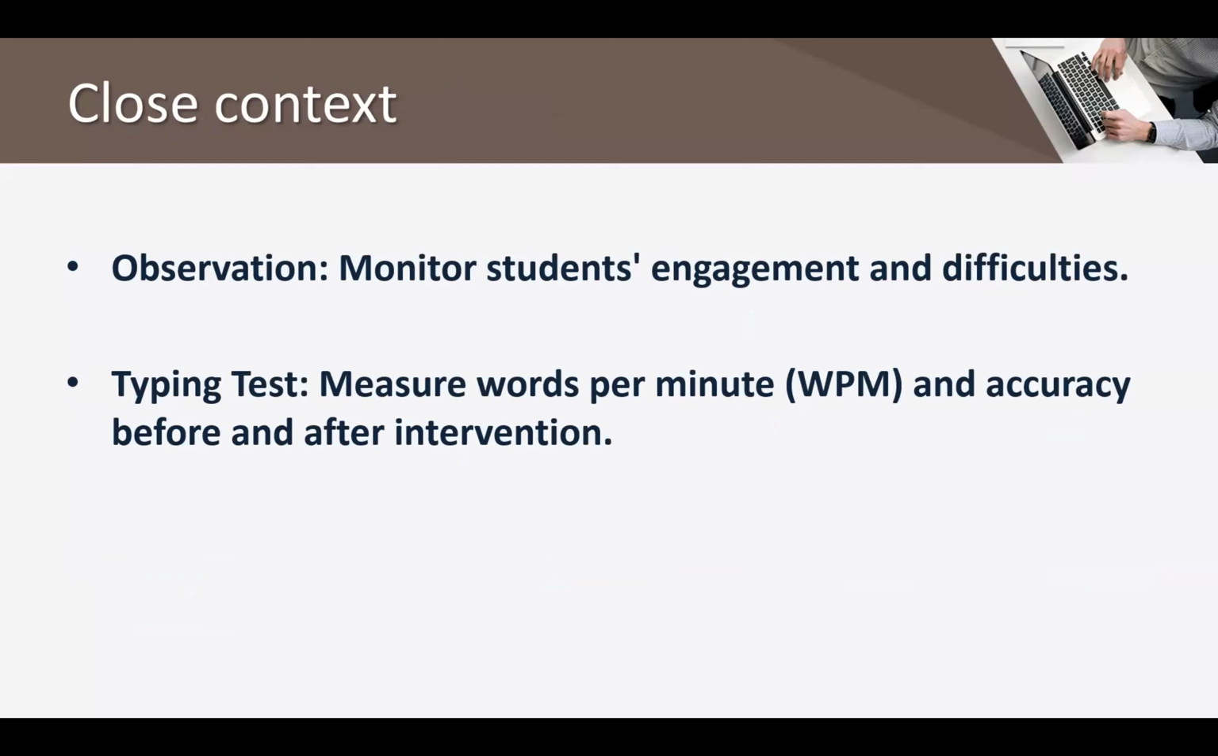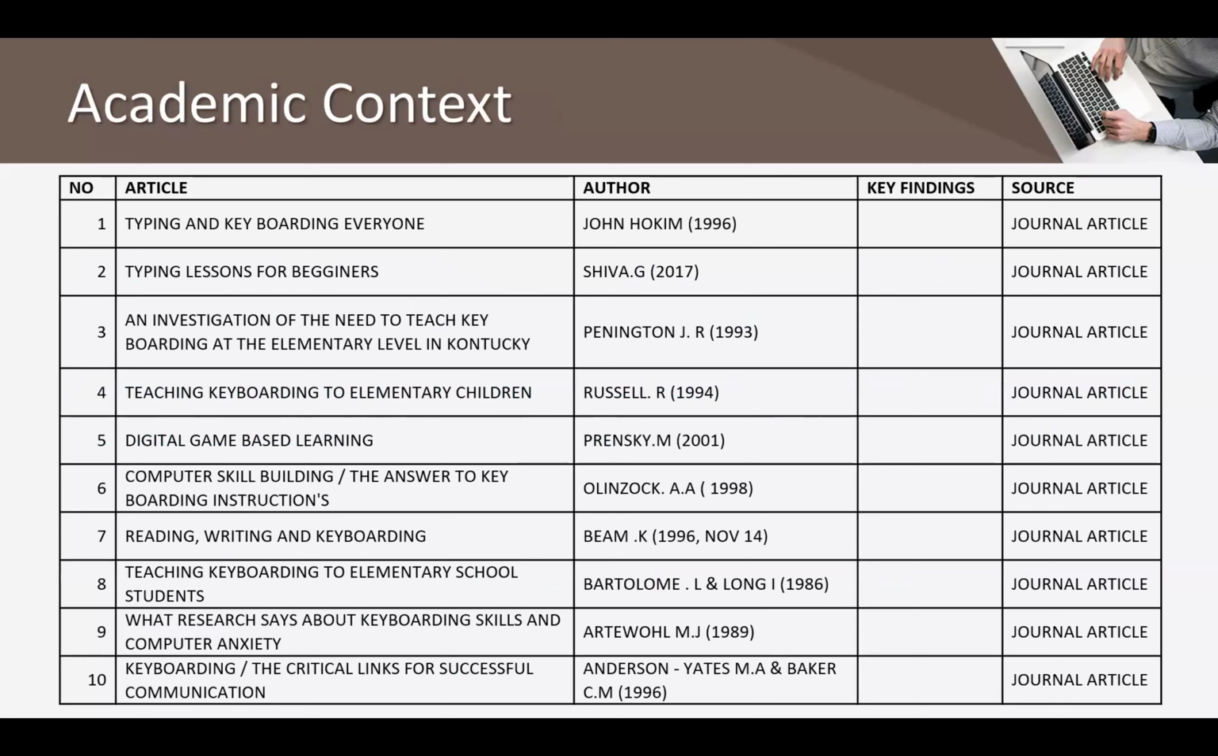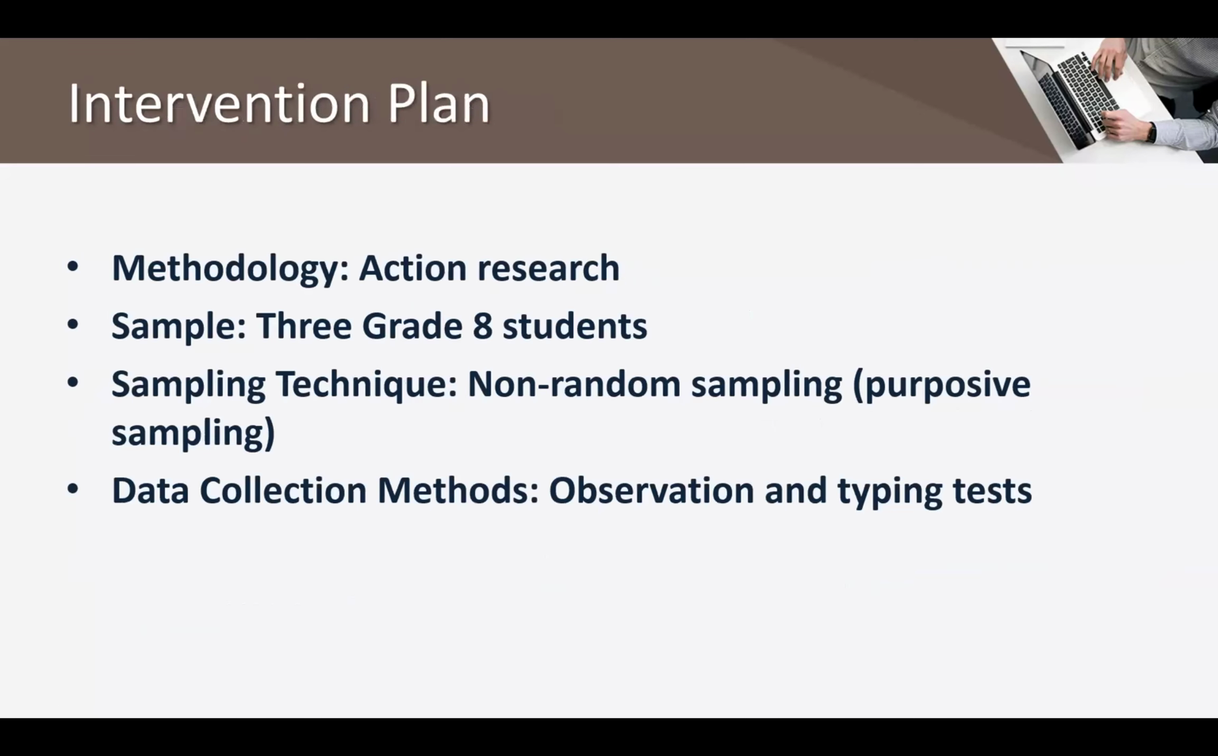Close context. First one, observation. Monitor students' engagement and difficulties. Then typing test. Measure words per minute, it means WPM, and the accuracy before and after intervention. These are my academic context. You can see that through this slide.